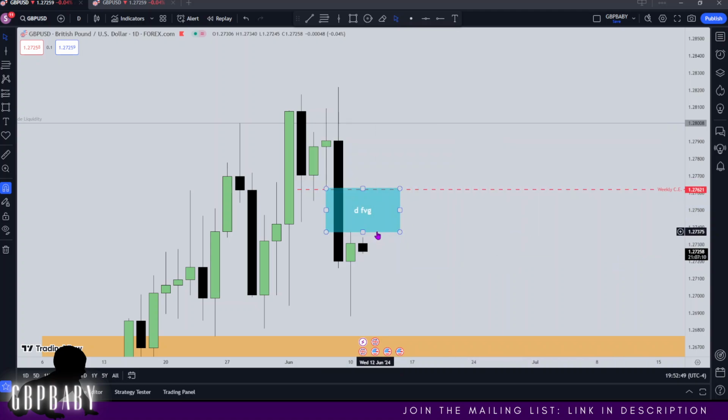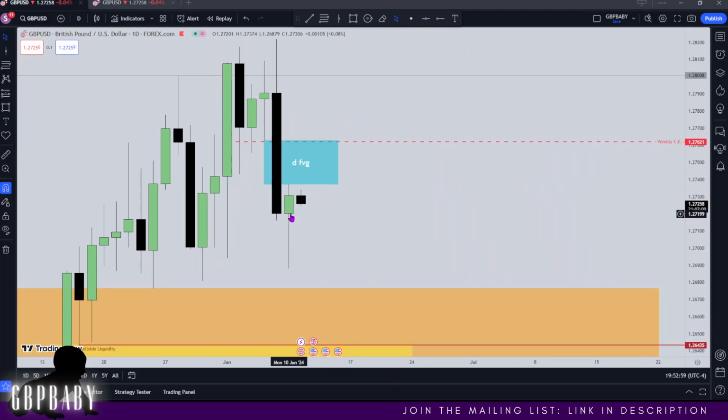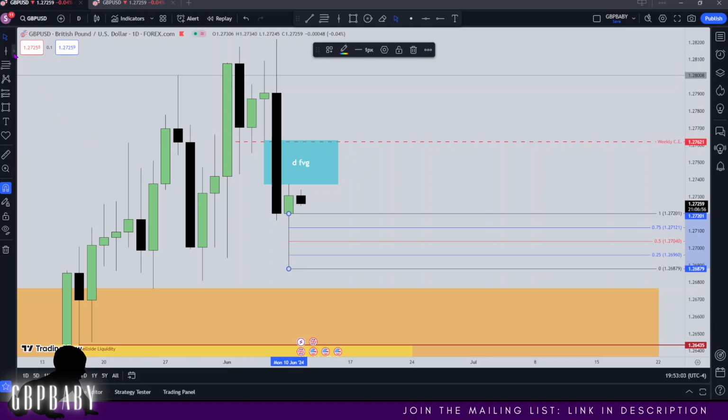And I'd like to think that we can see the premium get made inside this daily fair value gap to then offer us a potential reversal on that Tuesday or late on Wednesday. So in terms of the lowest I want to see price trade, I'm looking at the midpoint of Monday's trading right here, consequent encroachment.